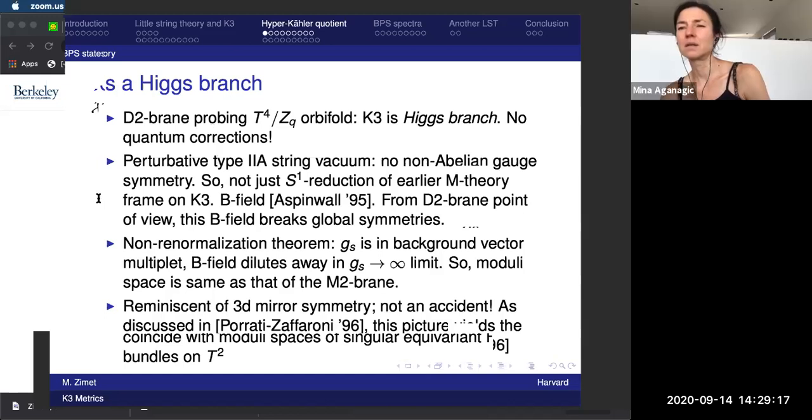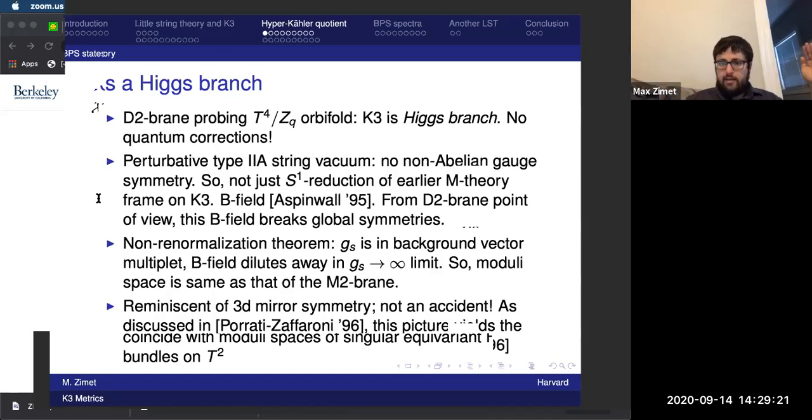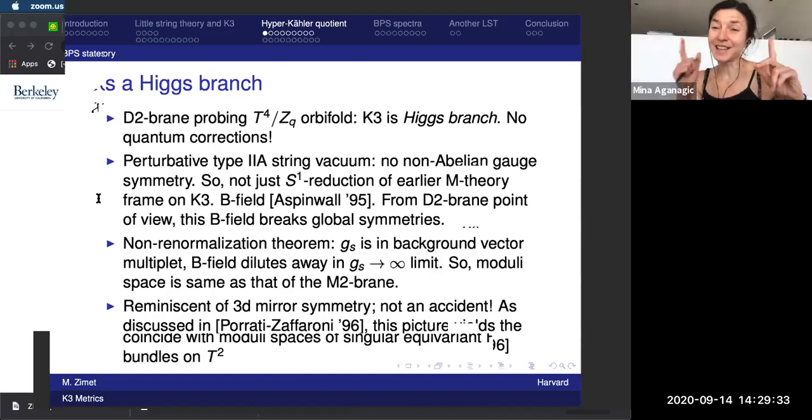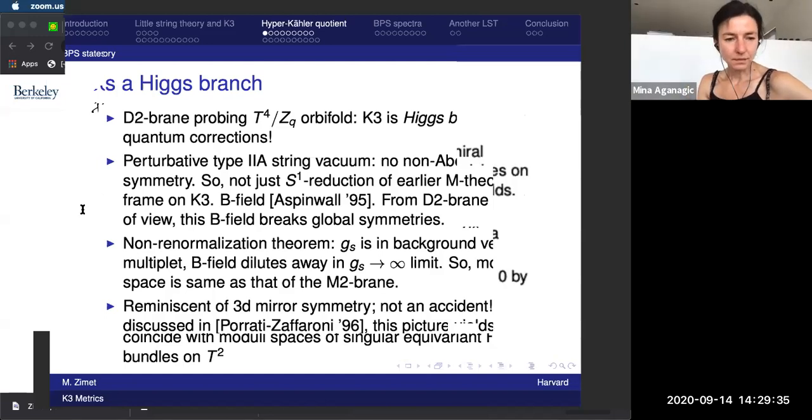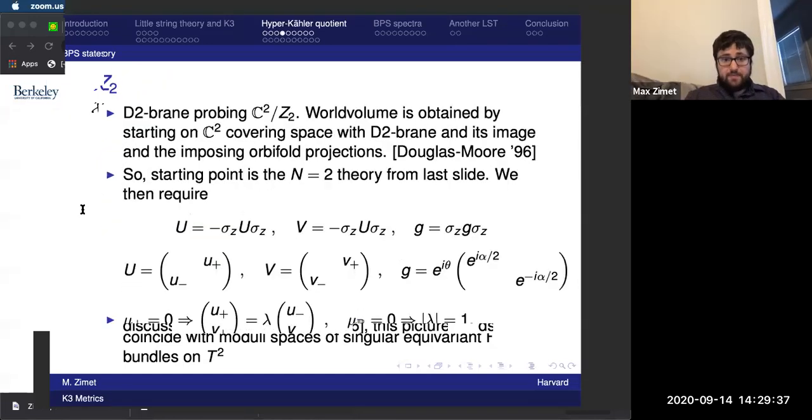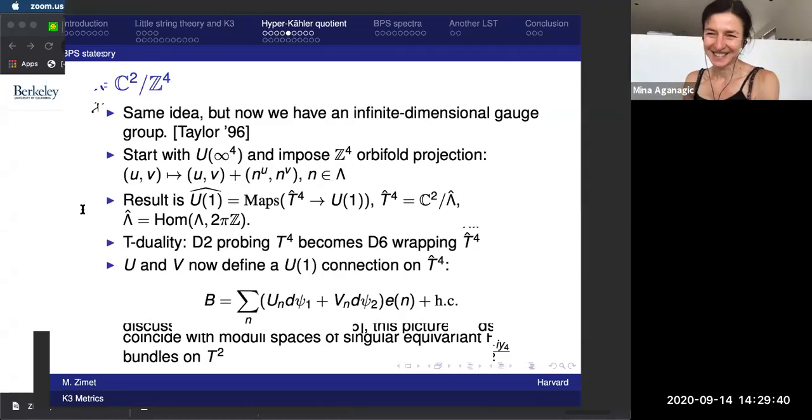I see. And the M2 brane probing that becomes a D2 brane probing that. And then T-dualizing 3 times gives us the type 1 D5 brane wrapping T3 that we had before. All right, great, thank you. No problem. Let's go back down to our infinite dimensional quotient.